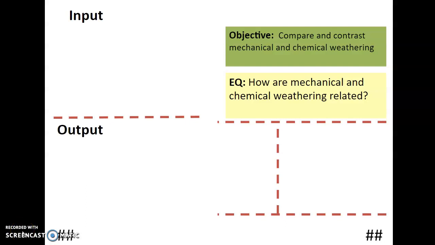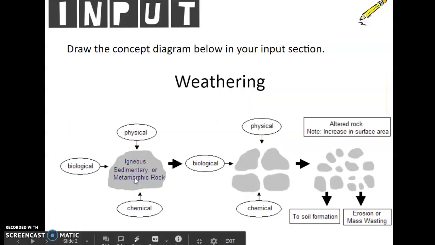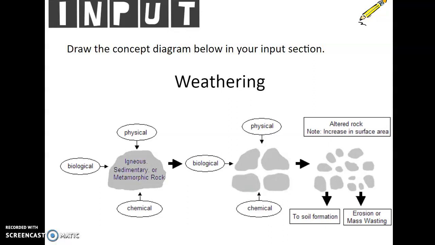Hey class, today's essential question is how are mechanical and chemical weathering related? The objective is to compare and contrast mechanical and chemical weathering. Take some time to copy this diagram into your input section. You're more than welcome to pause it just so you can get all of this information down. Once you're done, feel free to unpause so you can move on.